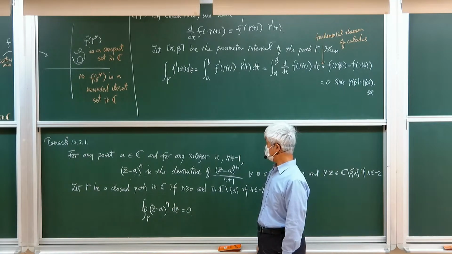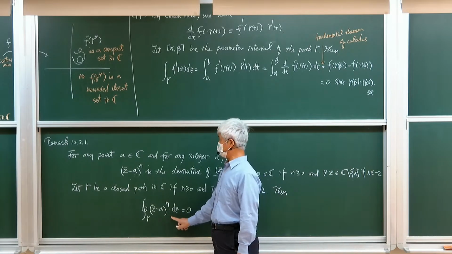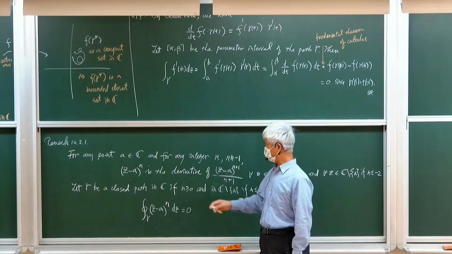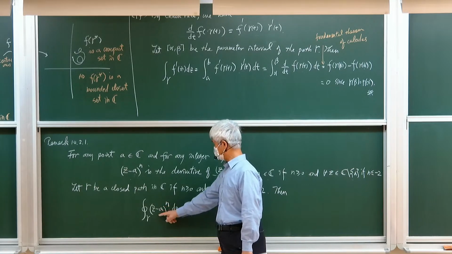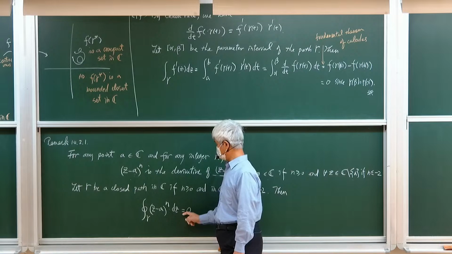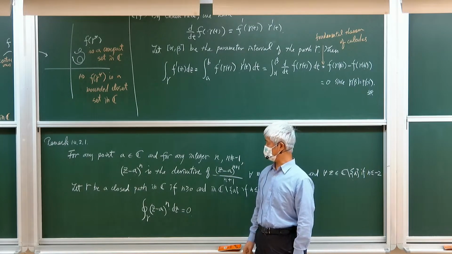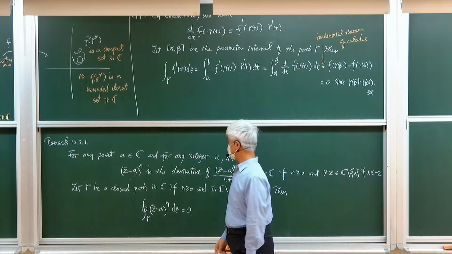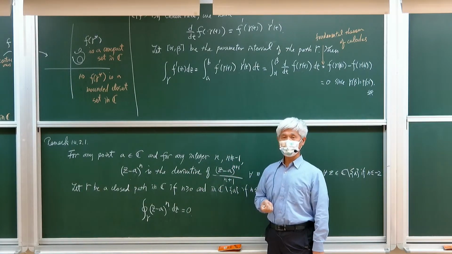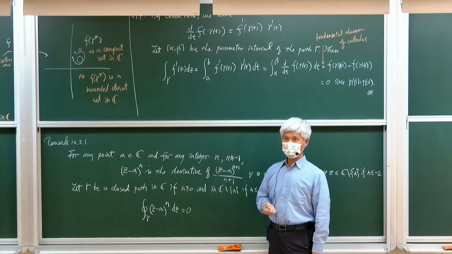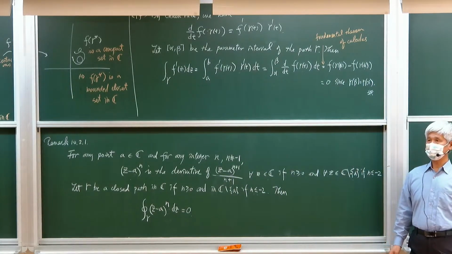Also, if n is equal to -1, then this is not true. We actually have a value which is not equal to 0, and we know what that is, but we will talk about that later. So you see, n equal to -1 is a very special case, and it plays an important role in complex analysis. Any questions?